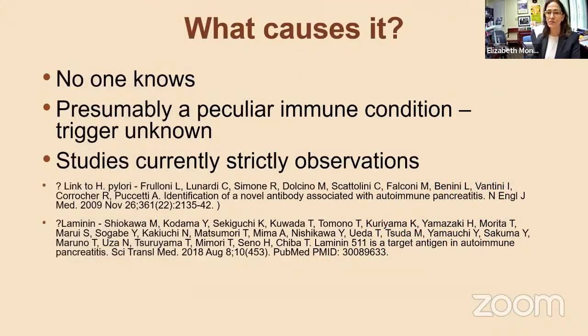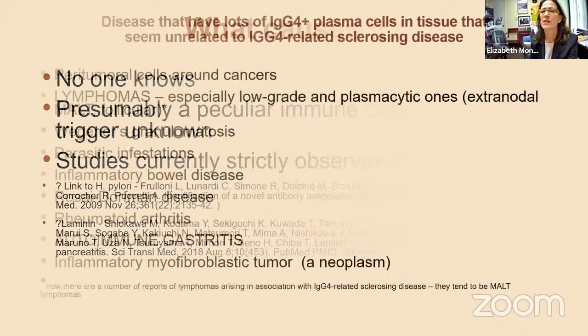What causes IgG4 disease? Well, I feel like we still don't know. Obviously, it's some peculiar immune condition. The trigger has really not been elucidated. There have been a couple of papers in very important journals touting various antigens. The earlier one in the New England Journal touted H. pylori, and a more recent one touted laminin 511, which is something we all have all over our bodies, so it's not really clear how the antigen becomes exposed in some people and not others.